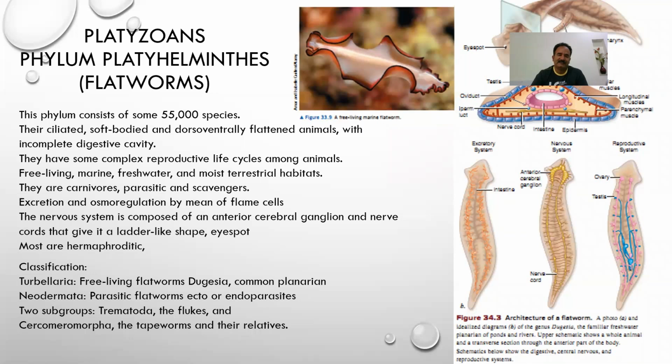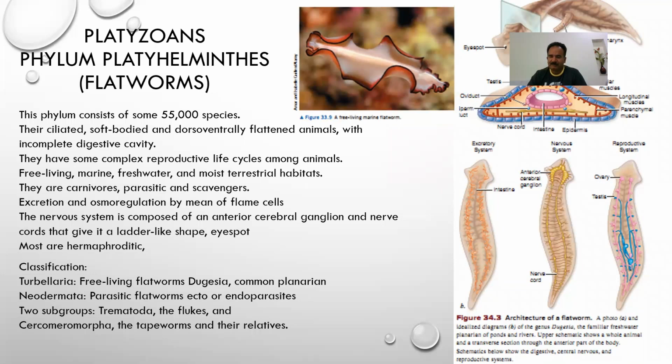We have studied their habitat: marine, freshwater, and some live in terrestrial habitats. Most Platyhelminthes are carnivores, some of them are parasitic, like liver fluke and tapeworm, and others are scavengers, which feed on dead organic matter. These Platyhelminthes have a good excretory and osmoregulation system. In the excretory system, we have structures known as flame cells. These flame cells are flickering cells which regulate salt and water.